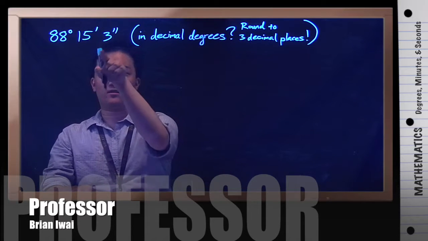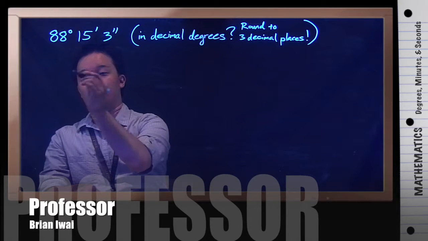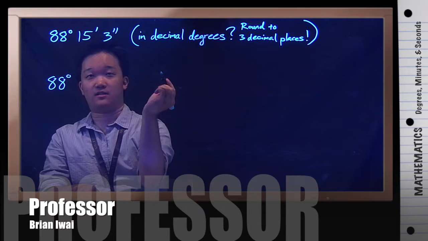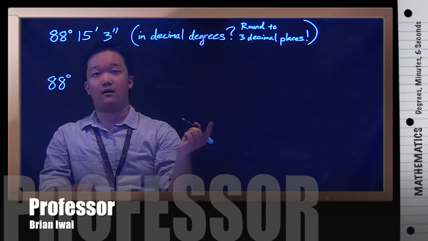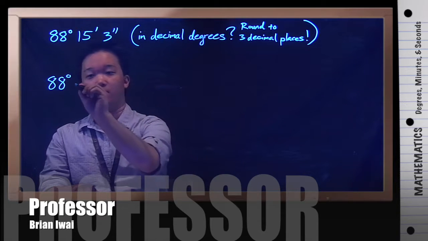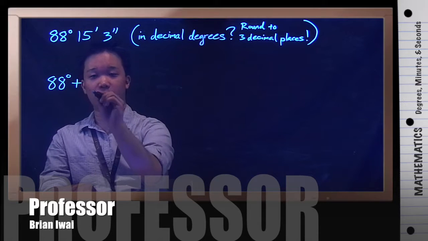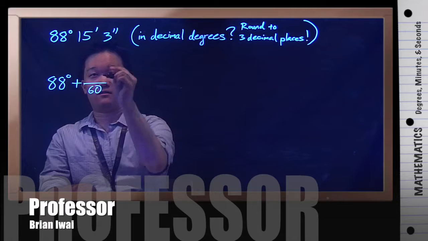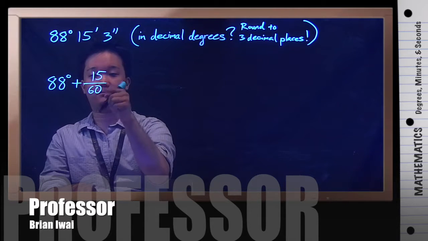So to convert this, which has minutes and seconds, into decimal degrees, first, 88 degrees can just be 88 degrees. That's okay. Now, 15 minutes, you have to think, okay, how many minutes are in an hour? Well, you know that there's 60 minutes in an hour, or in a degree, same thing. So you write 15 over 60.